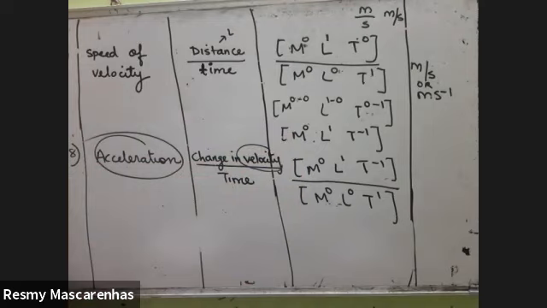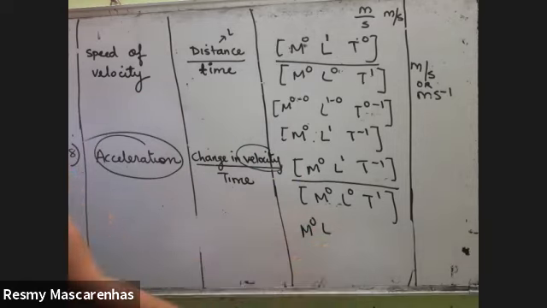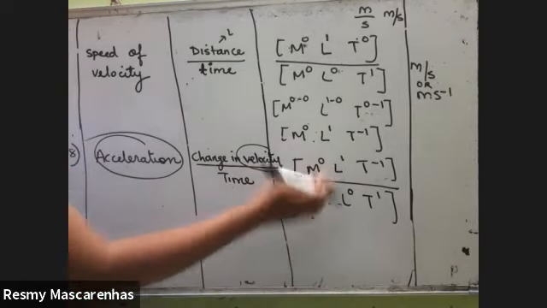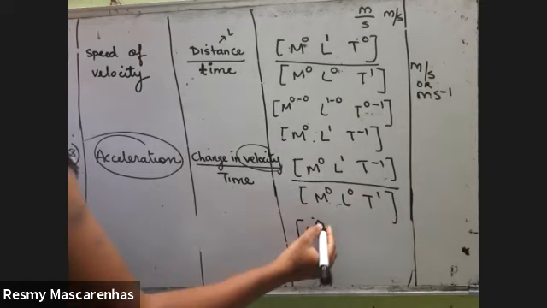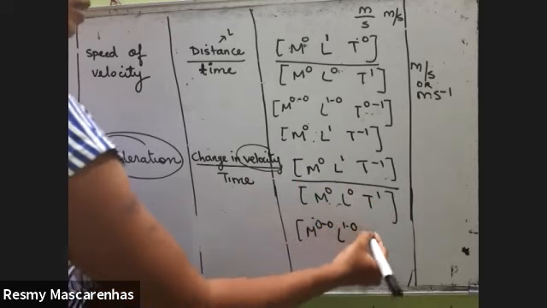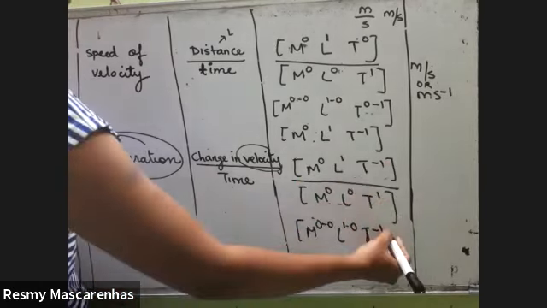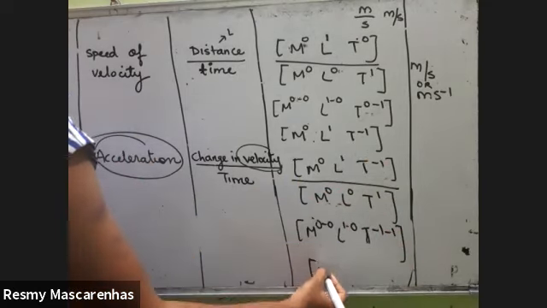How much time are you taking? M is to 0, L is to 1, and T is to minus 2. Yes, because this 0 minus 0 will give me 0. Then this will be L 1 minus 0. T will be minus 1. Again, if this goes up, it will be minus 1. So minus 1 will give me minus 2.